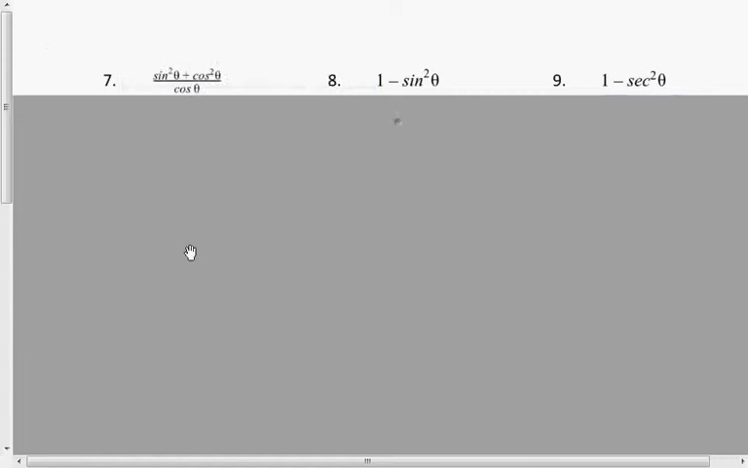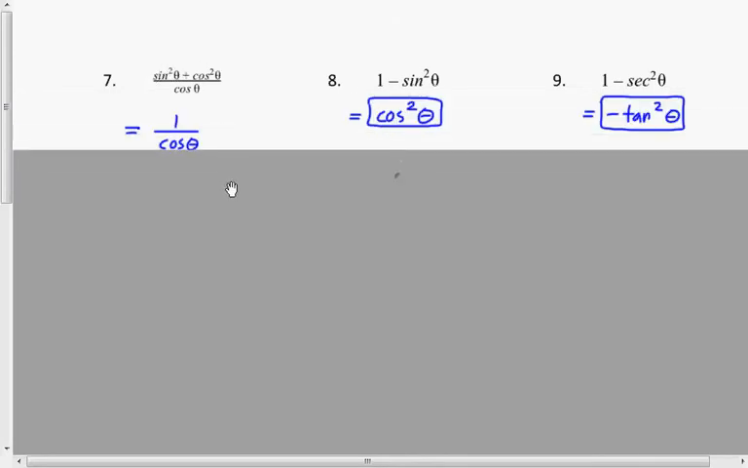In number 7 on the Lesson 7-1 intro problems, the first thing that I notice is we have a sine squared theta plus cosine squared theta. If you look at the Pythagorean identities, that's the primary Pythagorean identity, that the sine squared plus the cosine squared is equal to 1. So that ugly numerator is equivalent to 1. I'm going to replace it with 1.